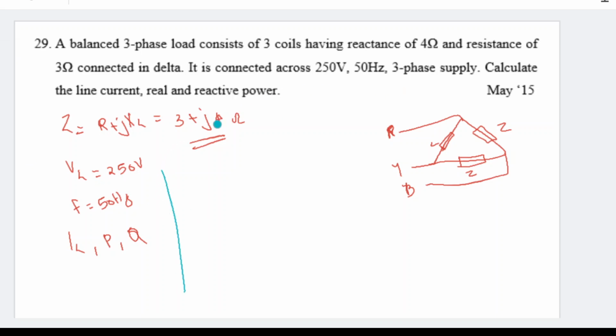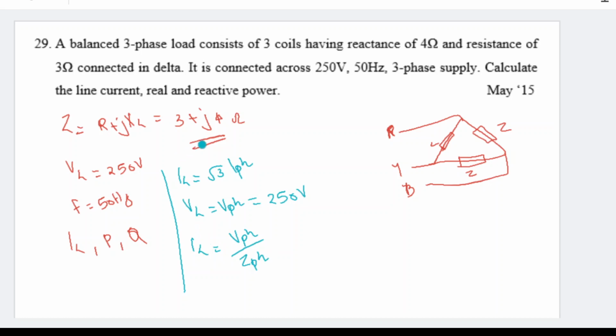They are asking us to find out the line current. In a delta connection, we know IL is equal to root 3 I phase and VL is equal to V phase. These are the two equations. So VL is equal to V phase, that will be equal to 250 volt. And what will be I phase? I phase will be equal to V phase by Z phase, isn't it?